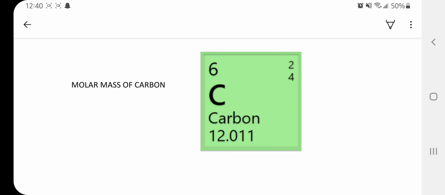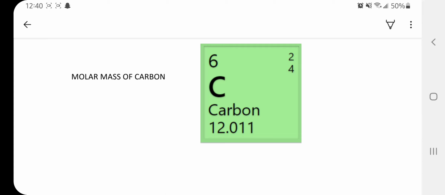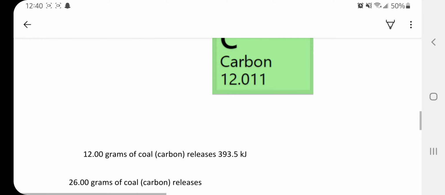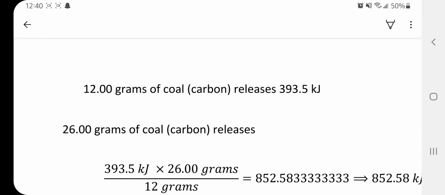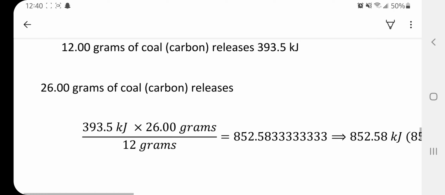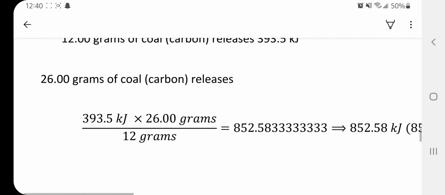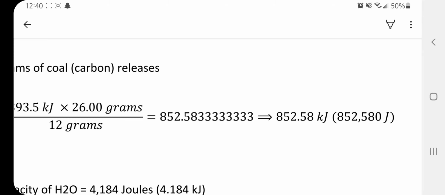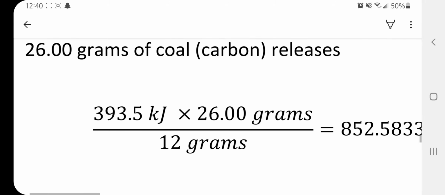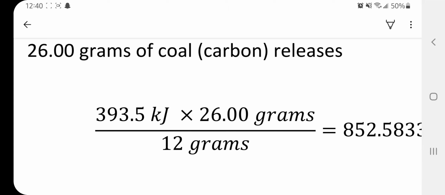And we also need to find the molar mass of carbon, which by referring to our periodic table, we find to be 12 grams. So 12 grams of coal, carbon, releases 393.5 kilojoules. So 26 grams of coal, carbon, releases 852.58 kilojoules. And we can find that by simply multiplying 393.5 times 26 divided by 12.